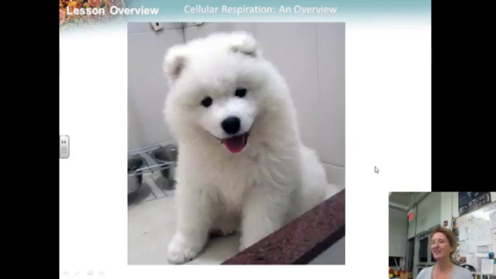And there's my puppy. That's really what he looked like when he was a baby. That's not him, but he was so cute. I love him. Bye.